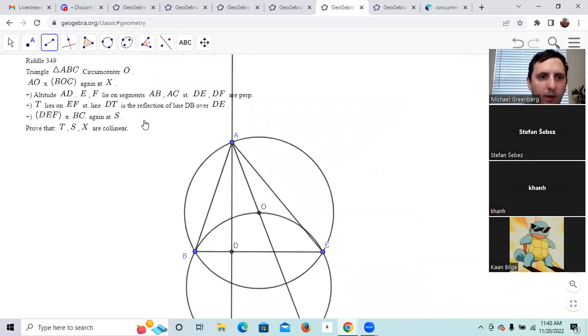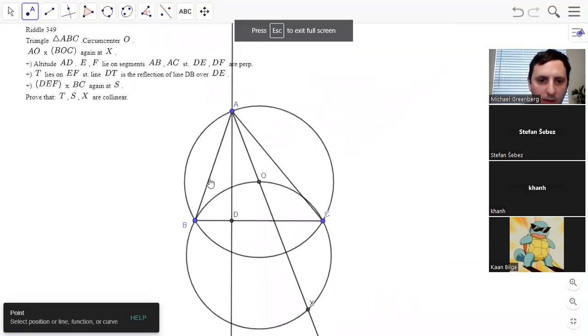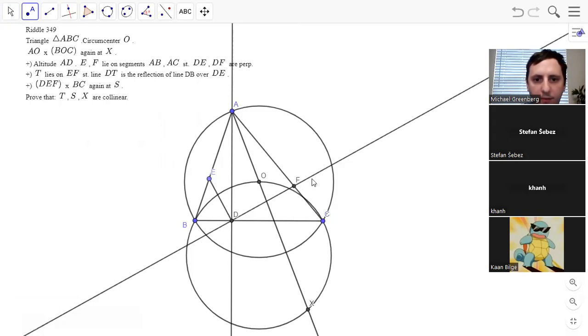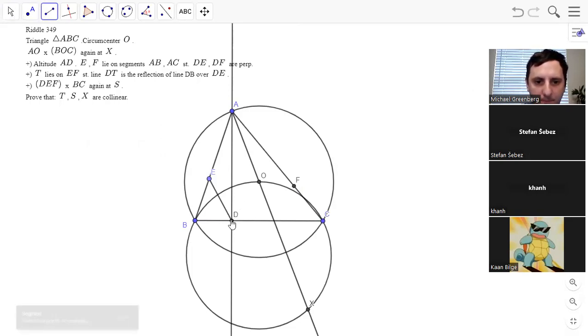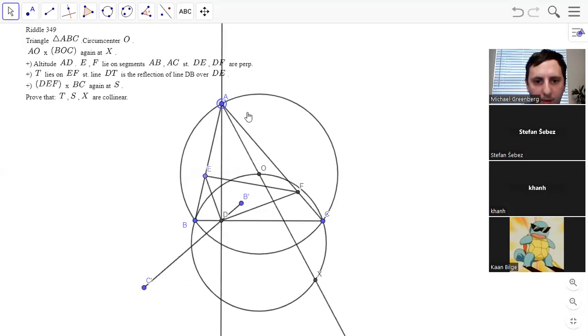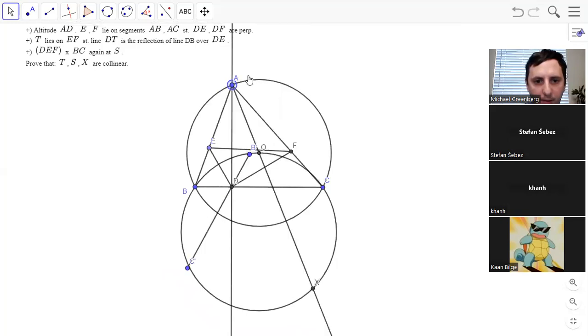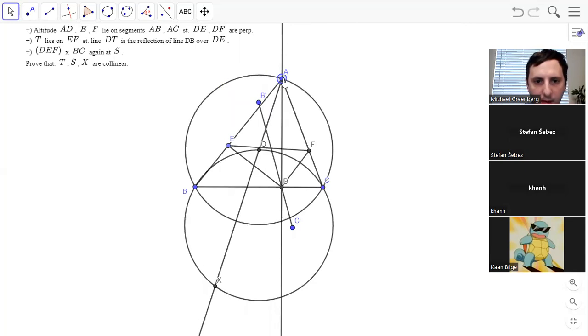So I guess then E can be any point. And then F, we want to be perpendicular. All right. And T lies on EF, so that DT is a reflection of DB over DE. Okay, let's see if we can make this a little better. Ideally, I'd like to make it so that I don't have to draw as much. So if I can make these intersect, that would be best. Yeah, I could do something like this.